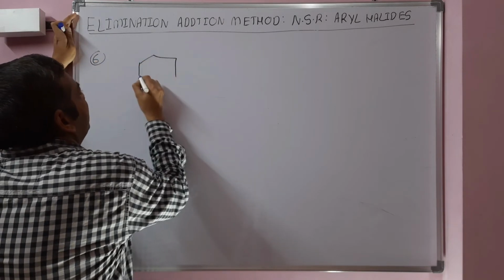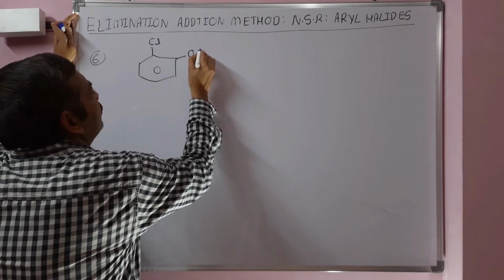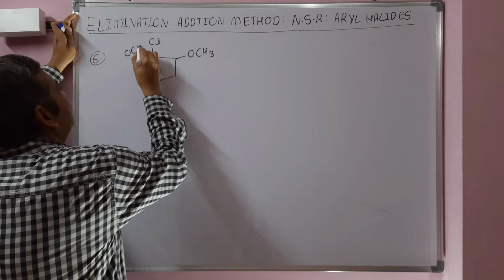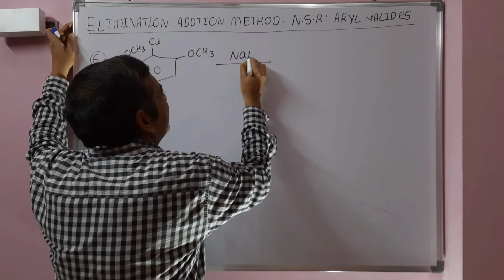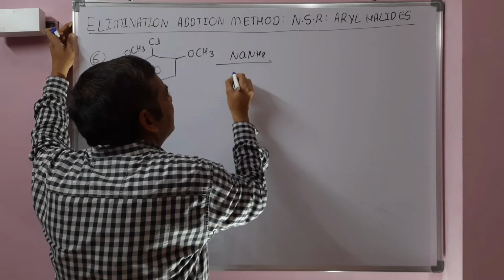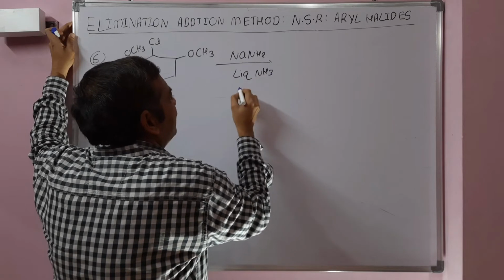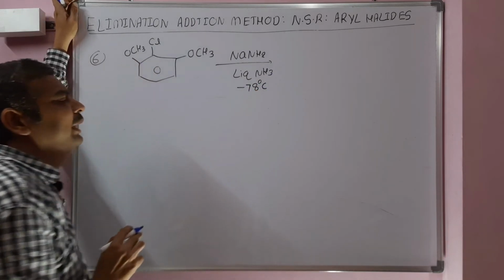Write the product obtained when 2,6-dimethoxychlorobenzene reacts with sodamide in liquid ammonia at minus 78 degrees centigrade.